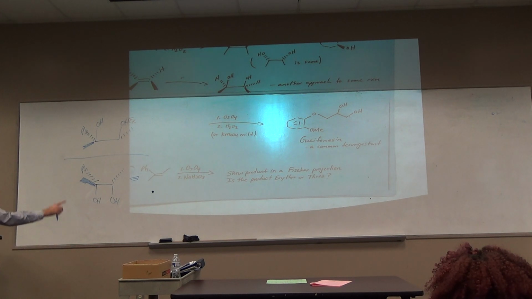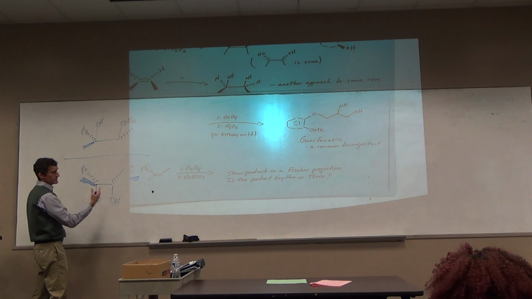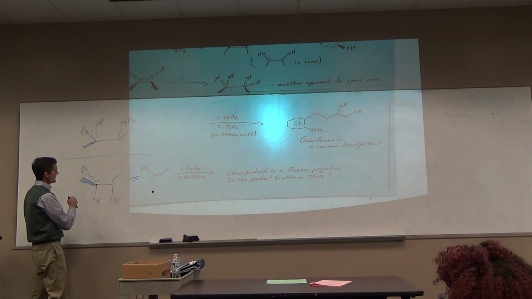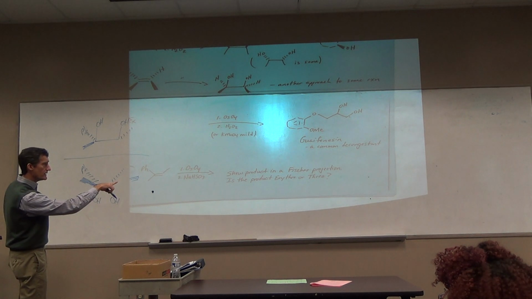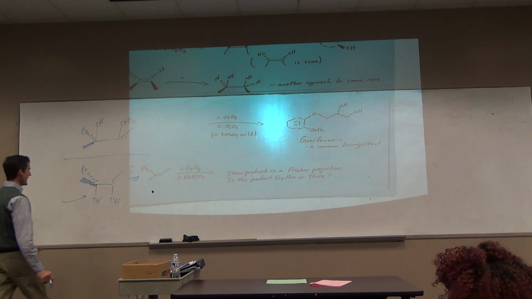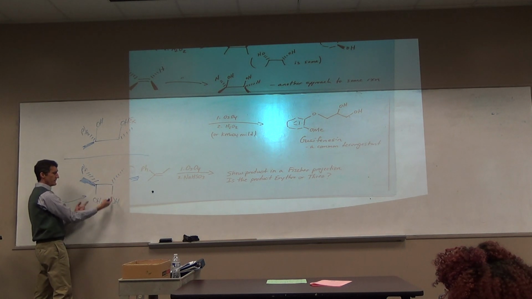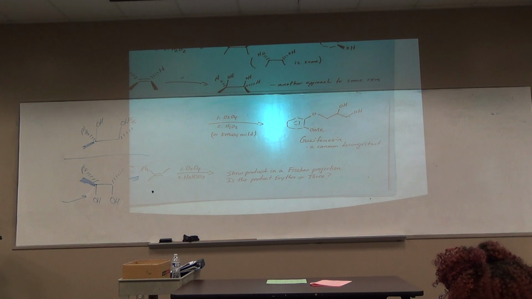Show product in a Fischer projection. Well, you don't have to show both. You can clarify the question. But put this in a Fischer projection. Does it give you any directions? It doesn't give you any directions. What's at top or bottom? Typically, carbon groups go at top and bottom, and non-carbons on the sides in a Fischer projection.